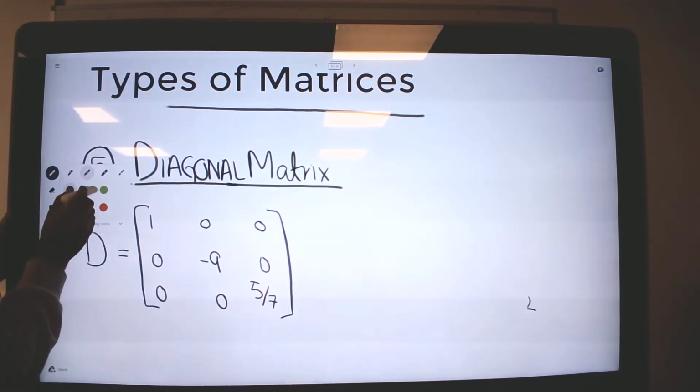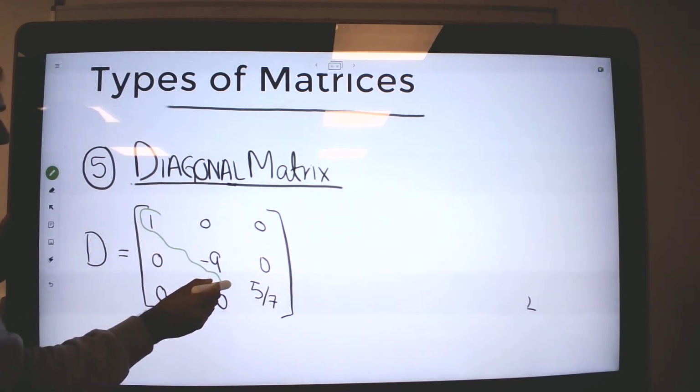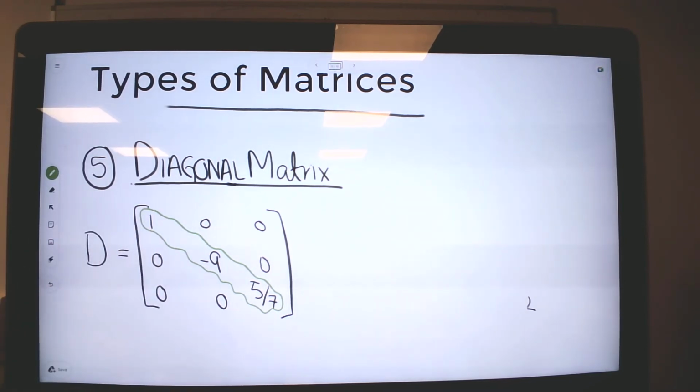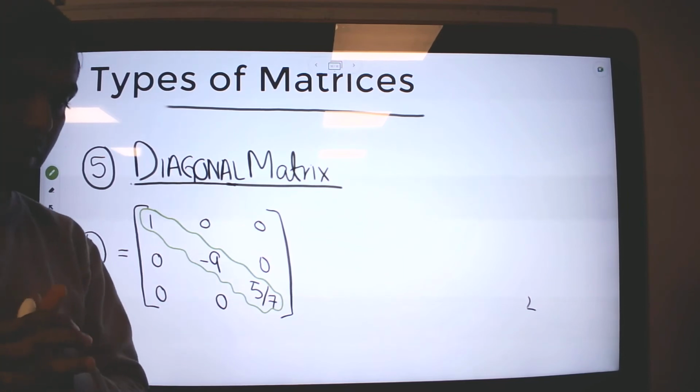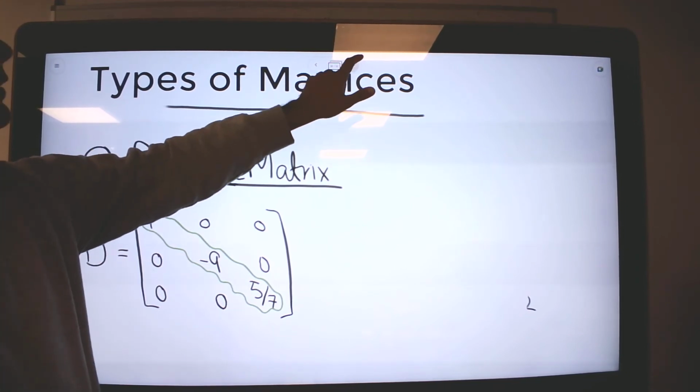You can see in this one, these elements, the diagonal is a non-zero entity. Everything else is a 0. Diagonal matrix has to be a square matrix. It cannot be a non-square matrix. Anyone got any questions so far? Good. Okay. Now the next bit.